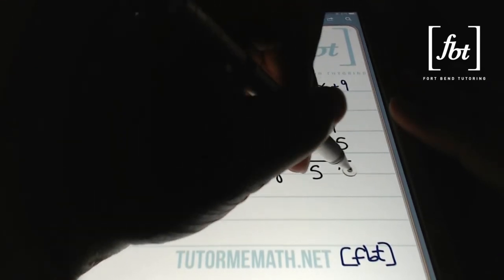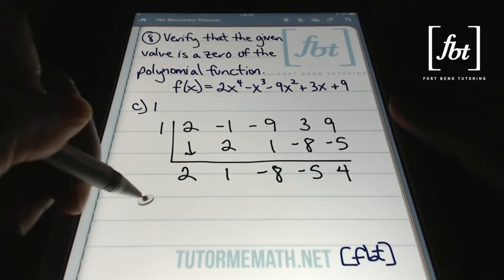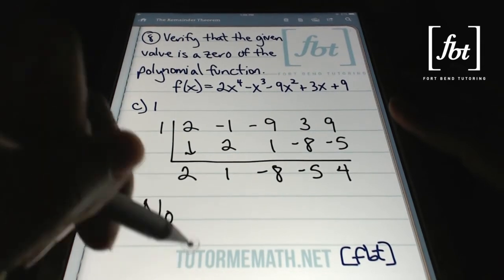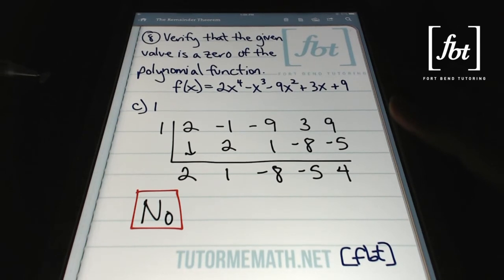And the result here is 4, not 0. Remember, we need that remainder to equal 0 in order to confirm that your C value, in this case, the number 1, is a 0 of the polynomial function. That's right. So therefore, we got a no for part C. That's right. We have an N to the O in a red box.